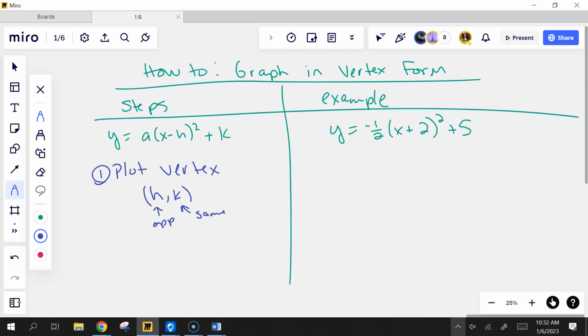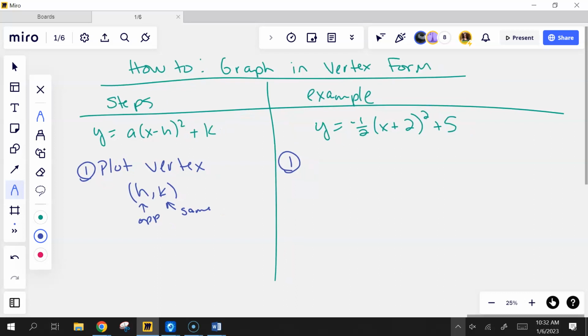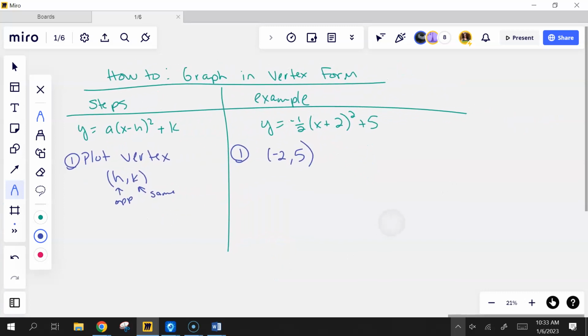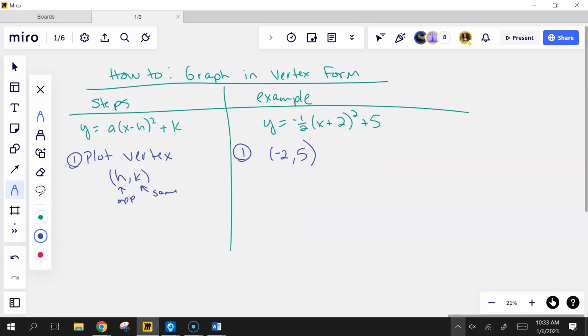So for my example over here, what is my vertex? Negative 2, 5. And while I'm over here, am I up or down? I am down. Am I skinny or wide or average? Wide, because it's 1/2. What's my y-intercept? You don't know the y-intercept yet, unless you plug in a 0 for x. Negative 2, 1, 2, 3, 4, 5. This is also my axis of symmetry.